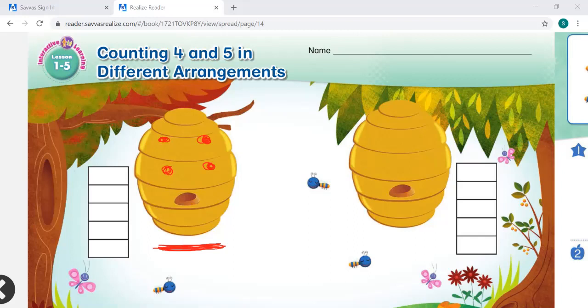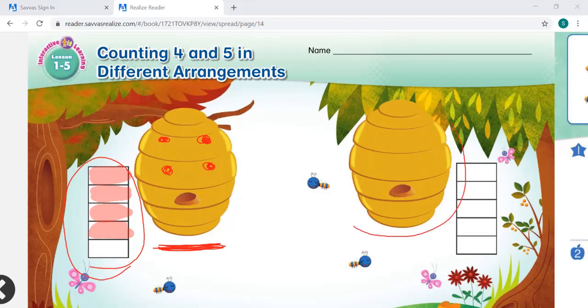So let's look over here at these rectangles. Now we're going to color in the boxes to show how many bees are in the hive. How many boxes do we need to color? That's correct. We need 4 to show 4 bees. So I'm going to quickly color in 4 of these rectangles, and that is going to show us that we have 4 bees.